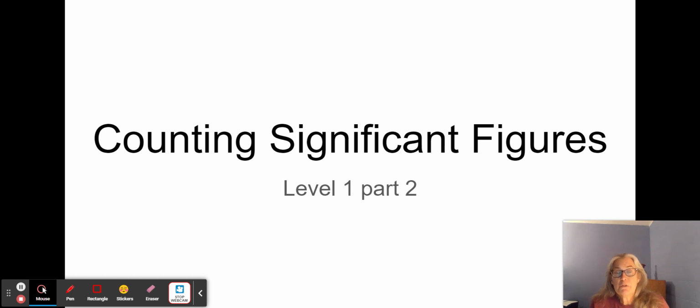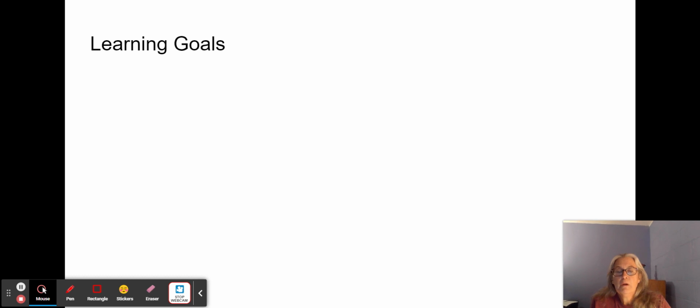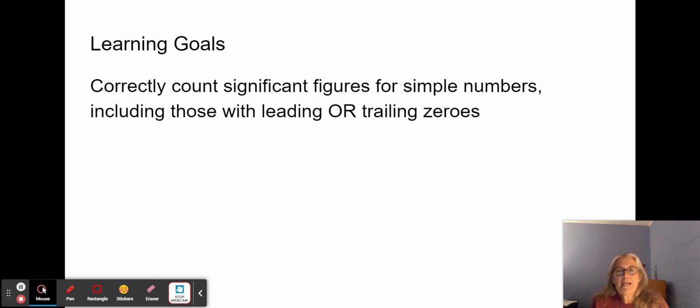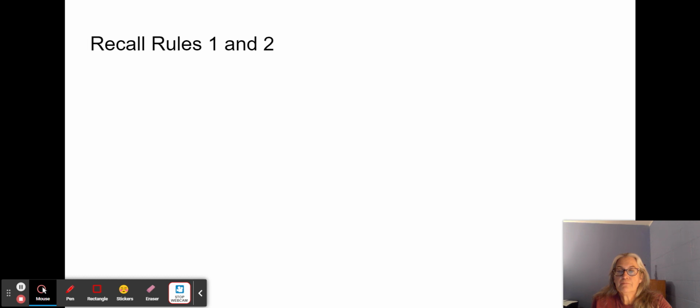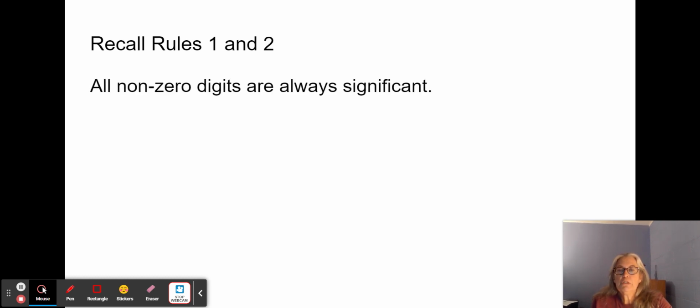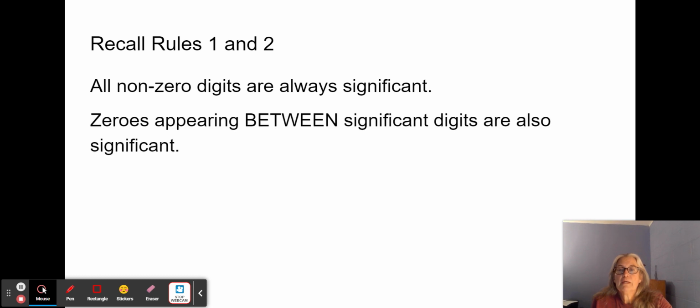All right, counting significant figures, level 1, part 2. We're going to look at rules 3 and 4. Our learning goals, again: correctly count significant figures for simple numbers, including those with leading or trailing zeros, and identify which digit is uncertain. So recall rules 1 and 2. All non-zero digits are always significant. Zeros appearing between significant digits are also significant.